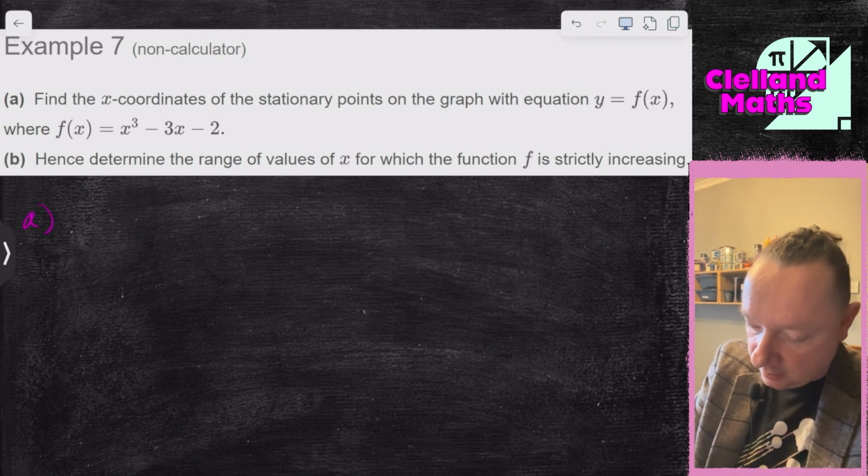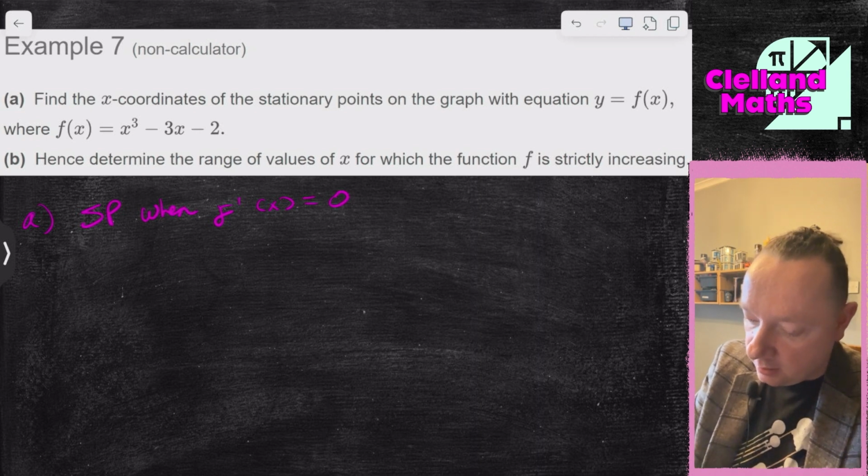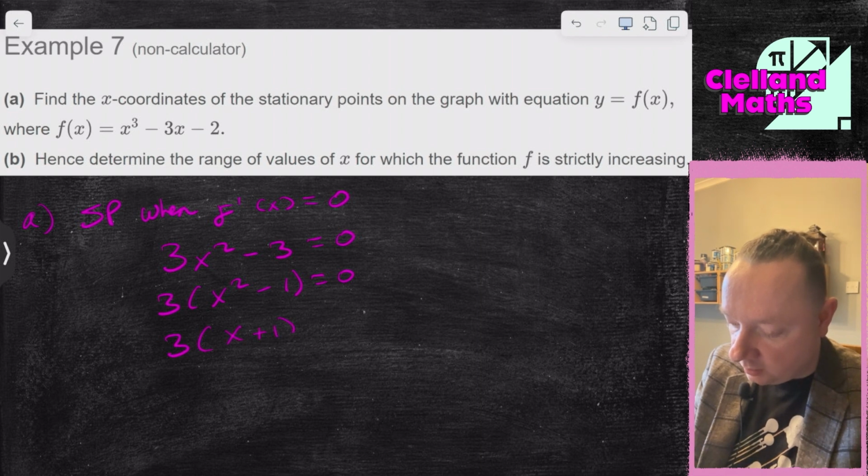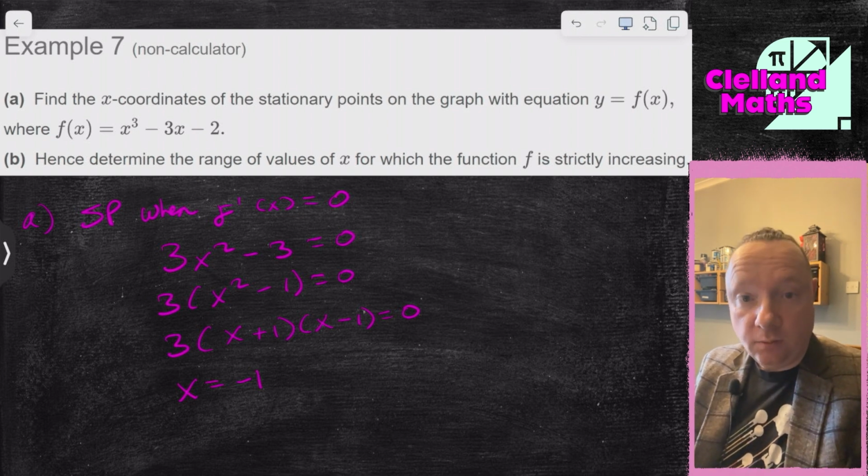So part A, stationary points when f dash x equals 0. I need to say something like that. So I need to differentiate it to get 3x squared minus 3 equals 0. 3 times x squared minus 1 equals 0. x minus 1, x plus 1, difference of two squares. So we get our stationary points at x equals minus 1 and x equals 1.